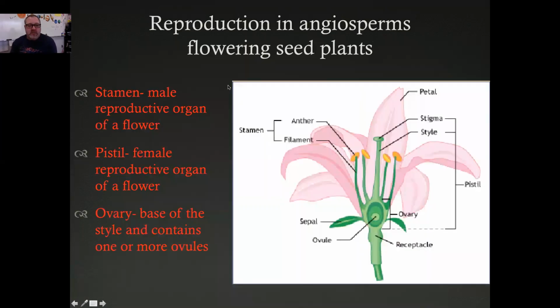In angiosperms, it's a little bit different, and maybe you remember from elementary school the different reproductive parts of plants. The stamen is the male reproductive organ. Here's the stamen, and it consists of both the anther, which is the top, and the filament. This is where the pollen is going to be collected. And then the pistil is a combination of the stigma, which is the top, the style, which is the long stalky part, and the ovary, which is down at the base of the pistil.